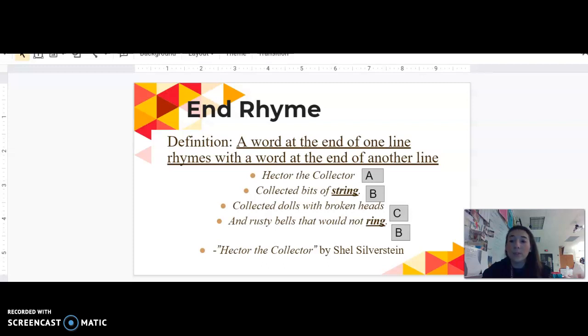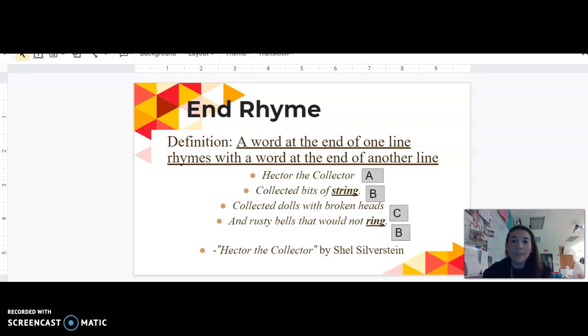So at this point, please make sure, if you have not been keeping up with documenting in your poetry notes what we have covered so far, pause the video, go fill in the notes, make sure that you are aware of the different types of rhyme scheme, because now we're going to start talking about end rhyme and the difference between end rhymes and internal rhymes.